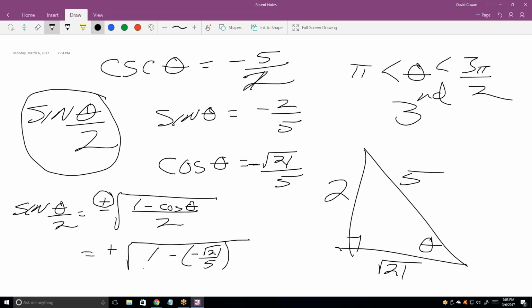Now this can get a little confusing because theta is in the third quadrant, but theta over 2 is in the second quadrant. And that's why you have to choose the plus, because we're talking about theta over 2, right? If we know theta is in the third, then we know theta over 2 is in the second. Just like if you knew theta was in the second, you would know theta over 2 had to be in the first.